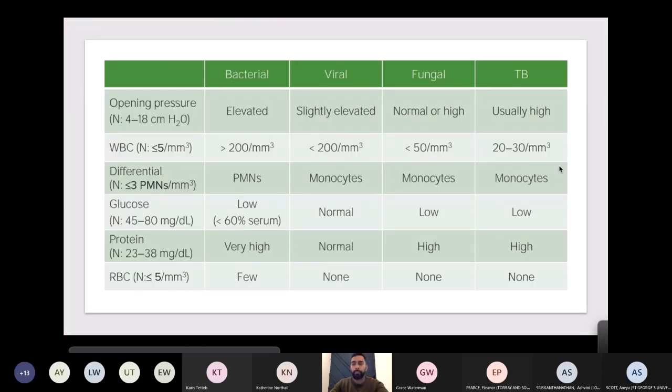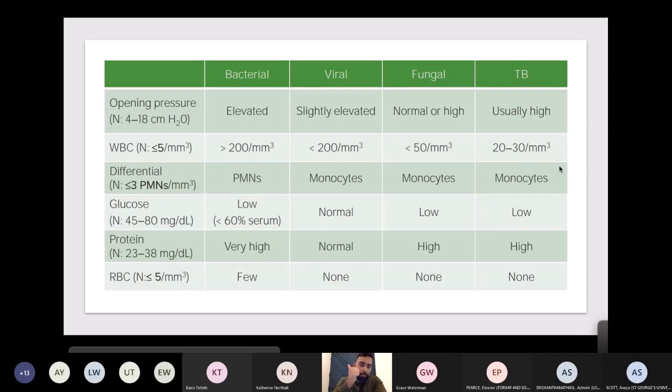Okay, so I know I have fungal and TB here, but don't worry about that. That's not what you're expected to know. I think even in final year, we're not expected to know this either. But bacterial and viral, very much so. The nice thing about this is they're really easy to differentiate, well, on paper at least.